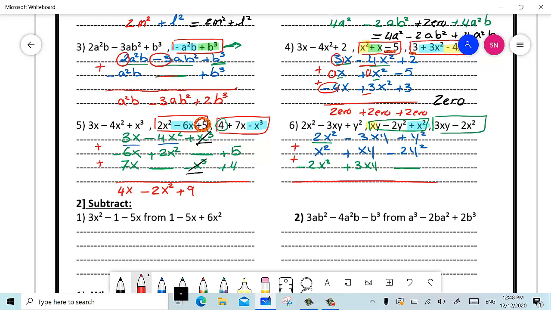I'm going now to add only the coefficients. I have 2 plus 1, negative 2, and this is equal to 1. And since 1 is not written as a coefficient, I'm only going to write the variable, which is x squared.